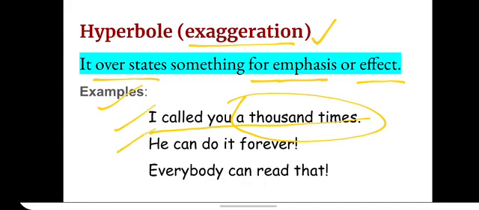Normally we do say, oh, we are friends forever. Do you really think that you can live forever? No, we just live for like 100 years at the maximum. So this is just a hyperbole. You are overstating something, you are exaggerating something.